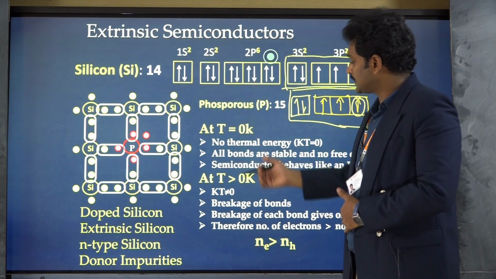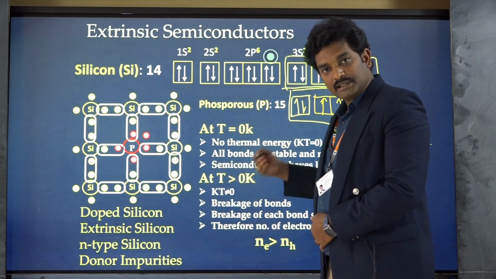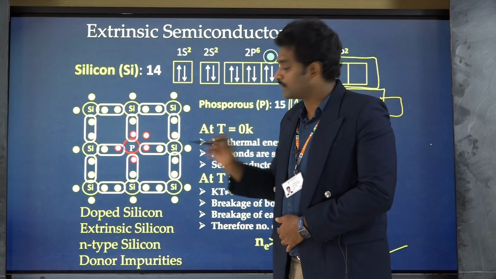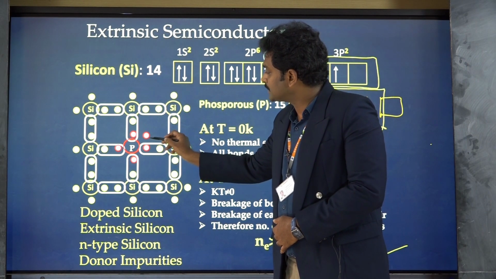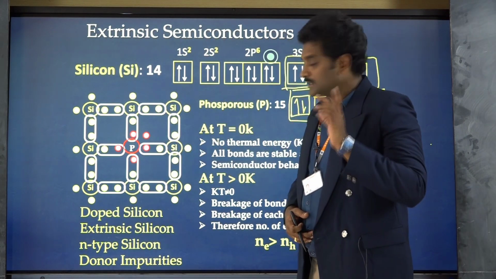So what happens at slightly higher temperature? As the temperature is increasing, first, bonds will not break. The amount of energy required to break this bond is far higher than the amount of energy required to release this electron into the crystal. Remember, this is a very important point.